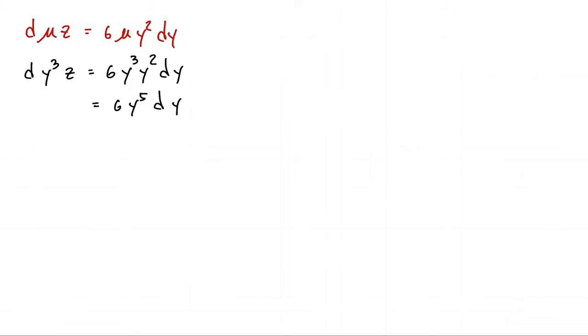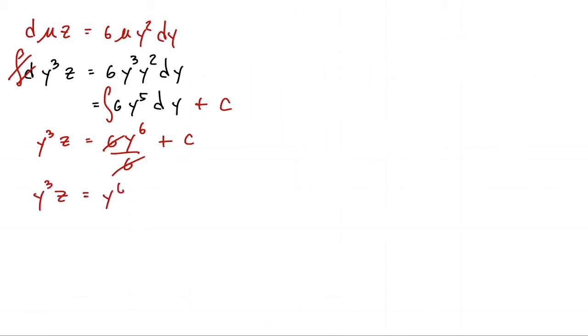So in that case, if we integrate with plus c, right? This cancels out. So we have that y cubed z equals 6y to the 6 divided by 6, right? Plus c, and that cancels out. And then the solution is y cubed z equals y to the 6 plus c.